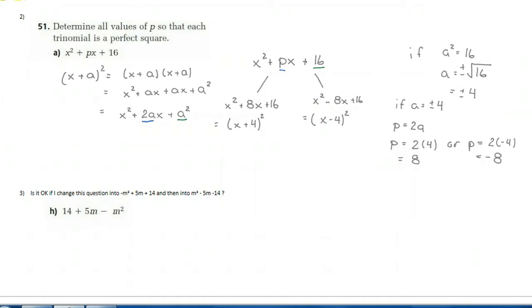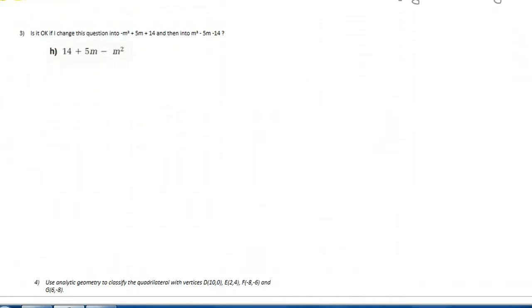Okay, let's look at this last question that the student sent. He asked, is it okay if I change this question to negative m squared plus 5m plus 14, and then into m squared minus 5m minus 14? Well, kind of on the right track here, but the problem is that I agree 100% that I would rewrite this as negative m squared plus 5m plus 14, and the reason why is because my general form is ax squared plus bx plus c.